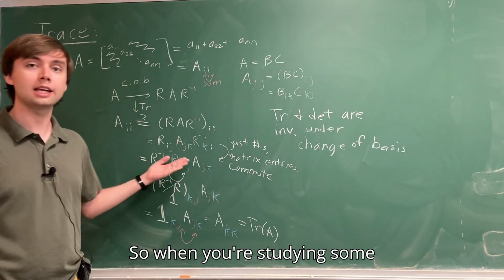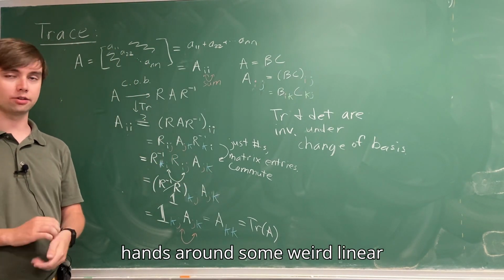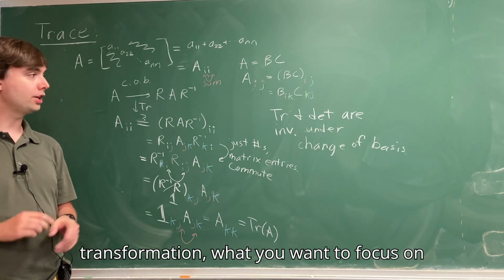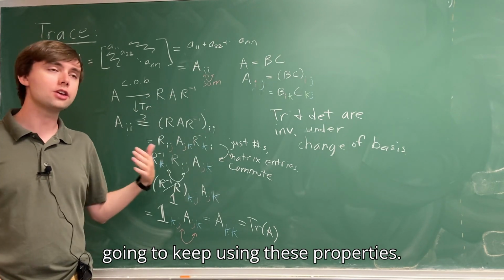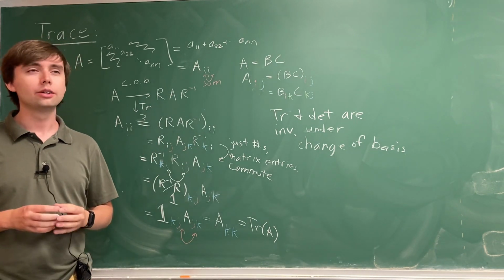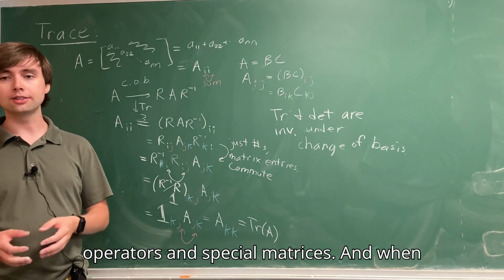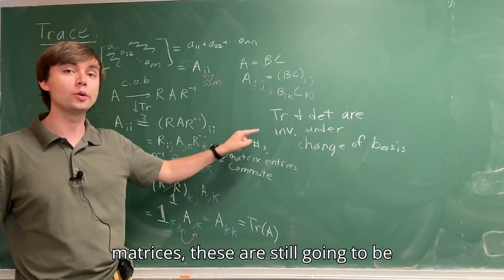So when you're studying some complex problem and trying to wrap your hands around some weird linear transformation, what you want to focus on are the trace and the determinant. And we're going to keep using these properties to tease apart rules for special operators and special matrices. And when our operators start transcending matrices, these are still going to be important.